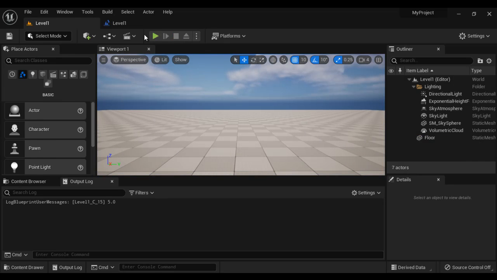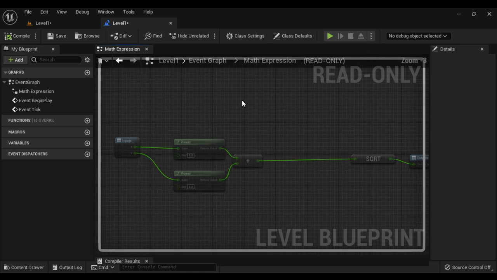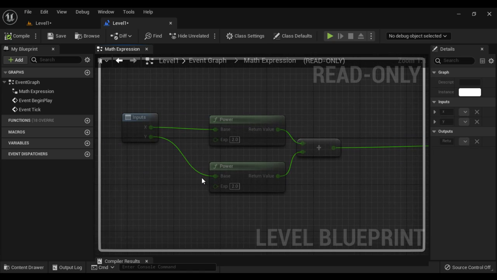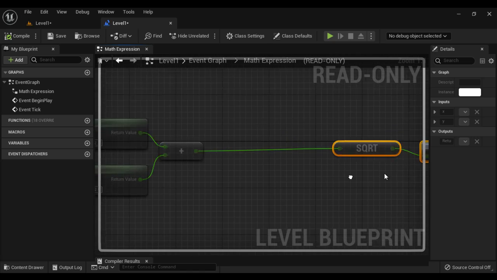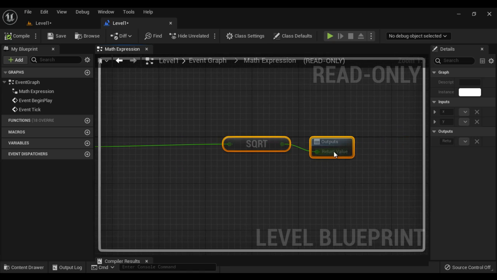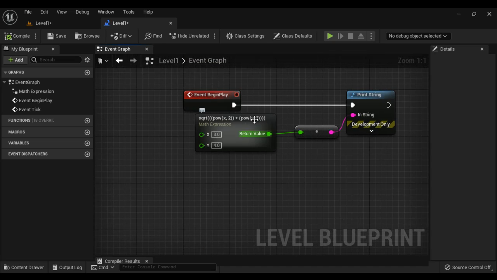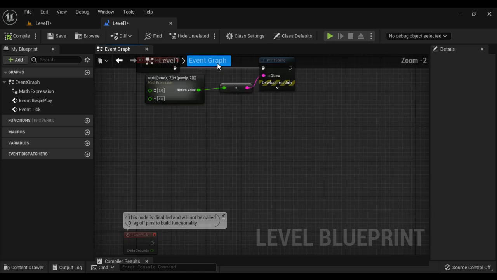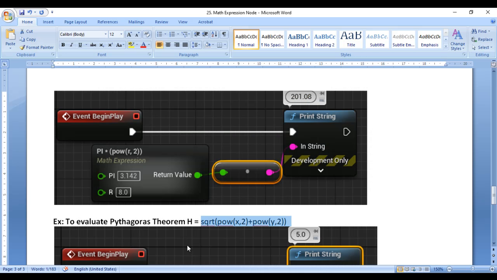And behind the scene it is creating a graph of nodes. I double click, you see it has created the graph of nodes for us, guys, right? You can see x square, y square, plus, we are giving square root of x square plus y square. It is going to return the output, guys. If there is no add math expression node, there is no math expression node, then you have to design this graph of nodes by yourself, right? So it makes your life easy. That's about the math expression node, guys.